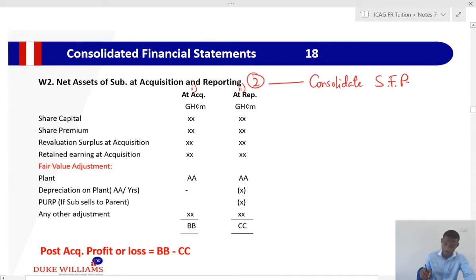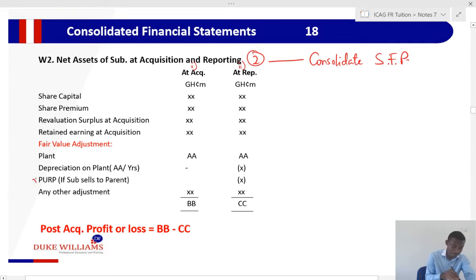Now, the other adjustment you would have is that if, and we'll be looking at this subsequently, the subsidiary sells goods to the parent, there's what we call unrealized profit, and the unrealized profit will be in the books of the subsidiary, and that must be eliminated. So the amount of unrealized profit will be eliminated from the net asset of the subsidiary at reporting, and the difference will give us the value at reporting, which will be the net asset at reporting, and then plus any other adjustment depending on the question.